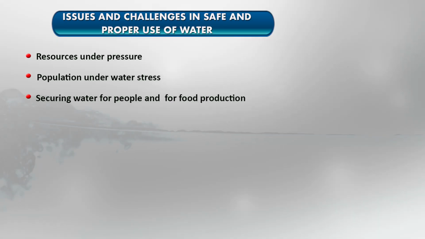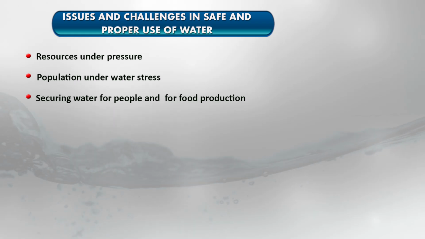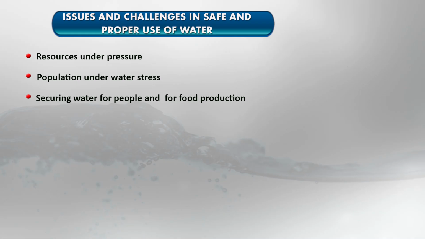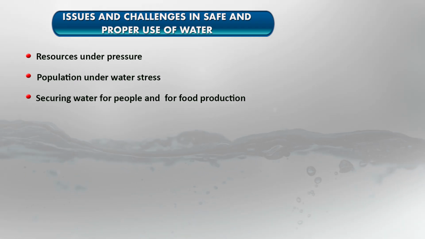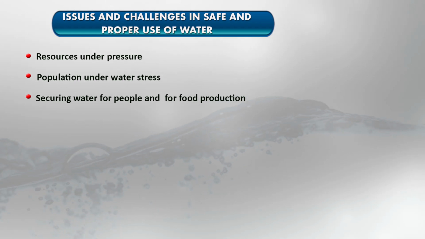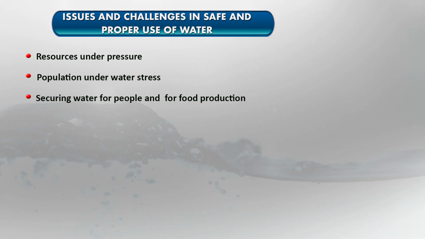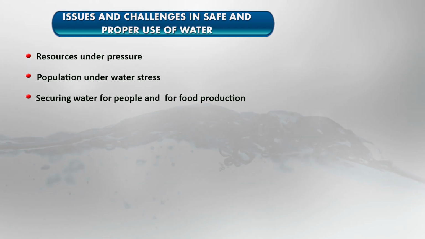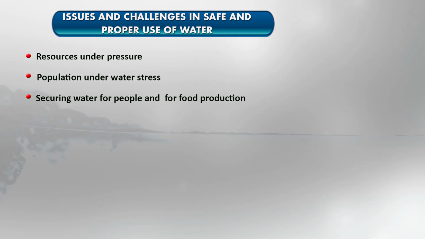There are various issues emerging in the safe and proper use of water. There are different challenges, like resources under pressure. The water resource is under pressure because there is a lot of demand from different sectors, and the water availability is limited. There is no chance to increase it because it is a natural process. Then there is the population under water stress: people are not getting sufficient potable water, or water for other purposes like maintaining their households. Then securing water for people and for food production. We need a lot of water for the production of agricultural commodities, particularly cereals, oilseeds and pulses. All the crops need water.